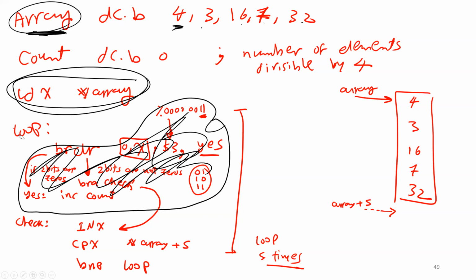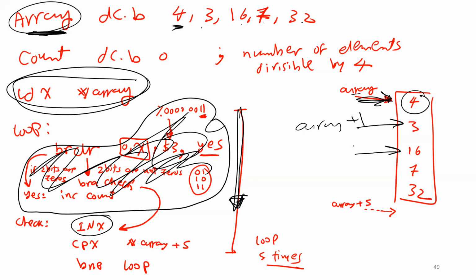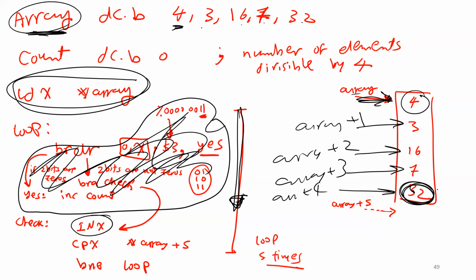Okay, so let's see what I did. After every iteration, I'm going to increment x. We have to do that. So every time you have to increment x, so that next time I'm going to work on a different element. Also, look here, guys. What is the address of this element? It's array. What is the address of this one? It is array plus 1. This one, array plus 2. This one, array plus 3. This one, array plus 4. And then once I finish this one, I'm going to increment x.